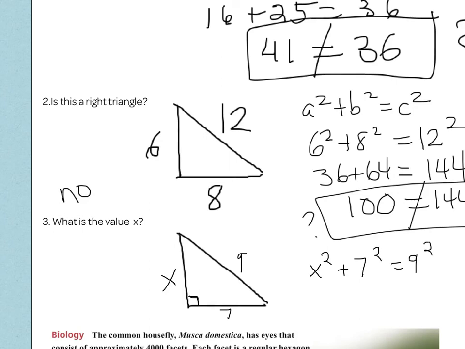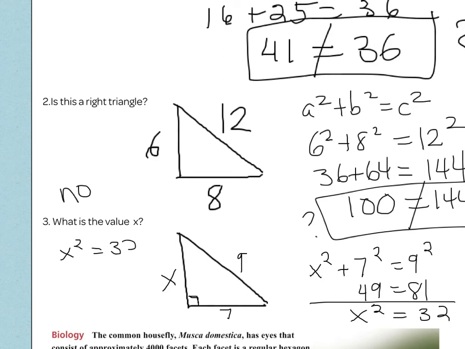And now I'm actually trying to find out what x is. So I'm going to actually solve this for x. I'm at x squared equals 32, but haven't solved this for x. So now I'm going to take the square root of both sides. And I'm going to end up with x equals the radical 32. And we're not going to simplify the radical today. We'll leave it as radical 32. So that's what x is.